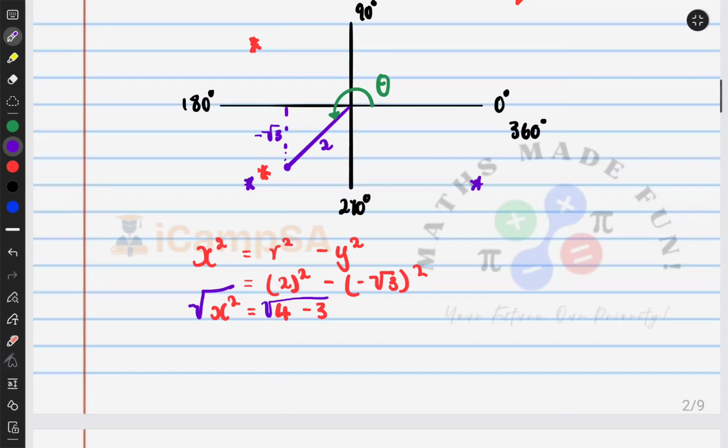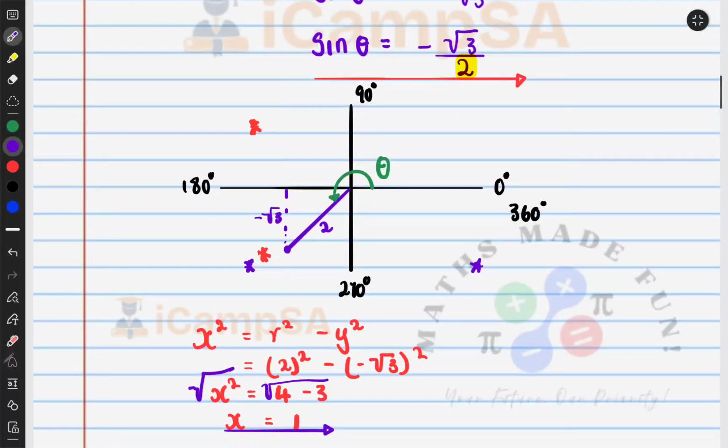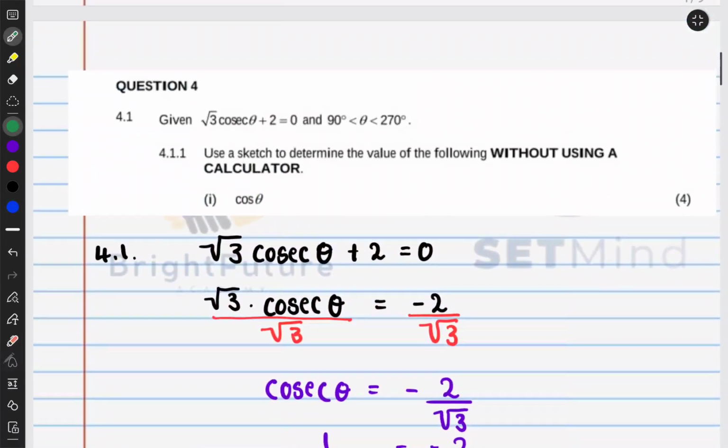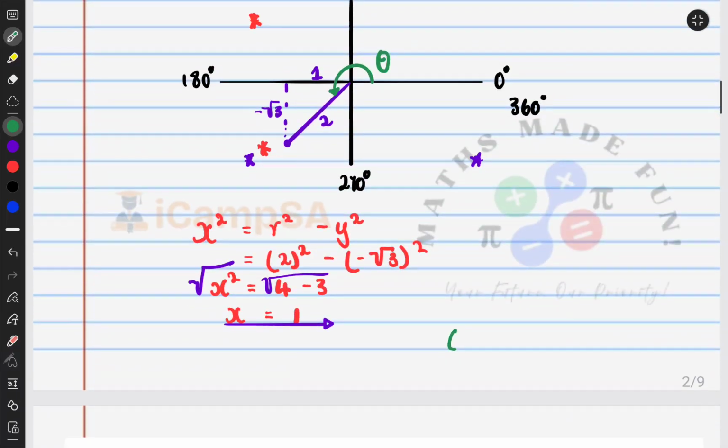Okay, so the square root of x squared is going to be left with x, and 4 minus 3 is going to be 1, so the square root of 1 is just 1, and that is the answer for x. The adjacent side is just 1. Therefore, what is cos theta? Remember that we are looking for cos theta. So cos theta is equal to the adjacent side over the hypotenuse, so it's equal to 1 over 2.